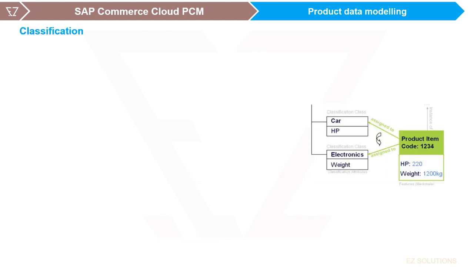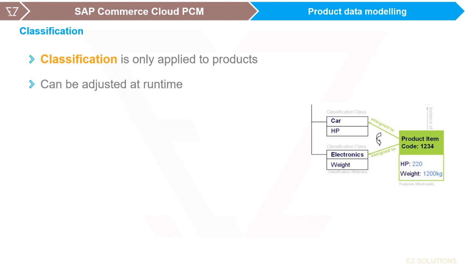Now let's look at classification. There's a couple of differences. Classification is only applied to products and can be adjusted at runtime using the Backoffice Administration Cockpit. This stands in contrast to the type system that requires the developer and is usually adjusted in a file named items.xml. The database load with classification is higher, but this affords you flexibility for new and evolving product attributes.